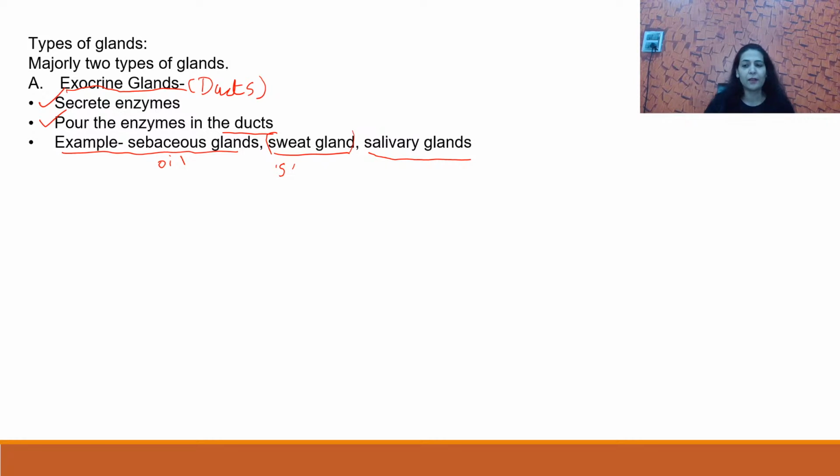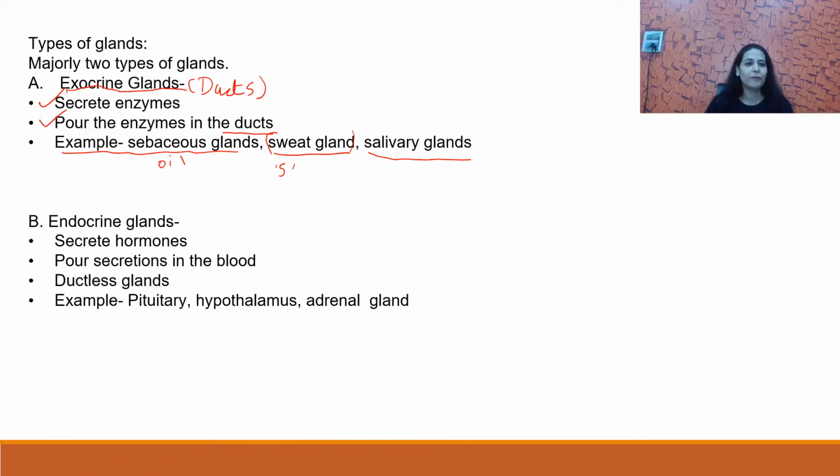So, sweat glands are also known as sudoriferous glands. Exocrine glands have ducts, produce enzymes, and these are a few of the examples. We are not going to go into the details of exocrine glands because our whole interest lies in endocrine glands, right? Okay, endocrine glands. Now, we will quickly contrast. Endocrine glands secrete hormones. They pour secretions in the blood, which means they do not have ducts. Example, pituitary, hypothalamus, and adrenal. These are a few of the examples, though you have a lot more to learn.